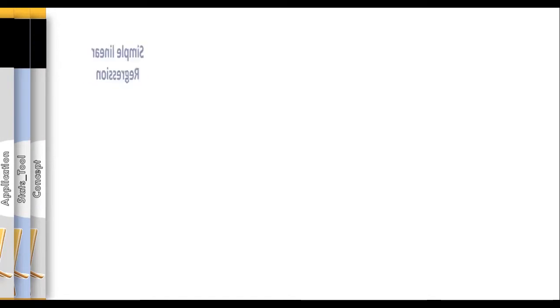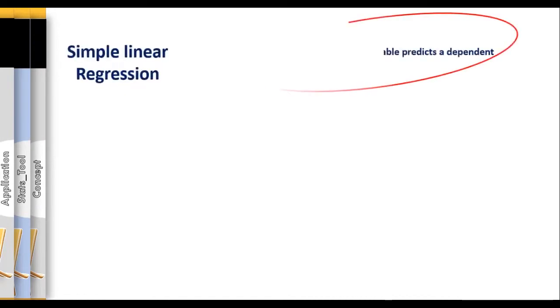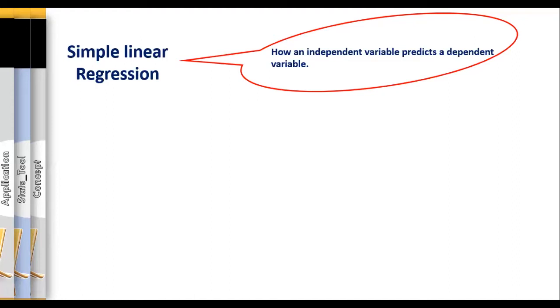Today, we look at simple linear regression. Simple linear regression tells how an independent variable predicts a dependent variable. A dependent variable is simply an outcome variable, in this case, BMI level. And an independent variable is an exposure variable, in this case, physical activity. So we want to know how physical activity predicts BMI level. And since BMI and physical activity are continuous variables, we can use a linear regression for that.